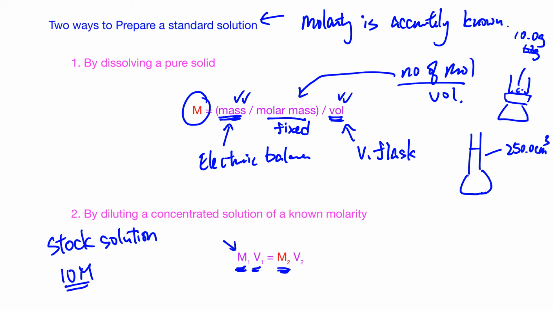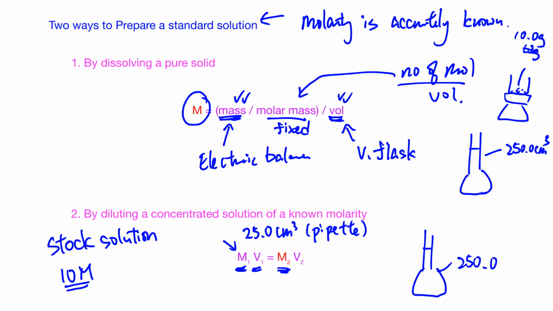Say for example it is 10 M. If we measure the original volume using a pipette, we use a pipette to measure an exact volume of 25.0 cm cube, and we put it in a volumetric flask, say for example 250 cm cube. So V2 refers to the volumetric flask, and V1 refers to the pipette. If we have these accurately known, then we can calculate a very accurate molarity.